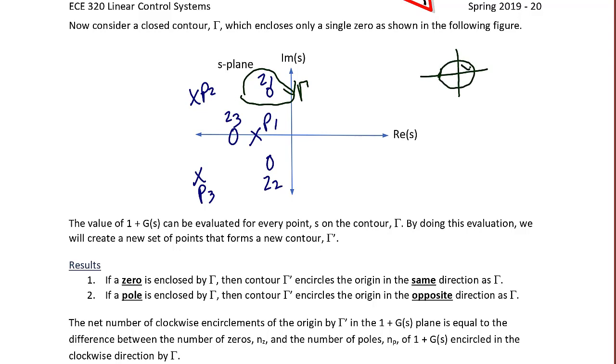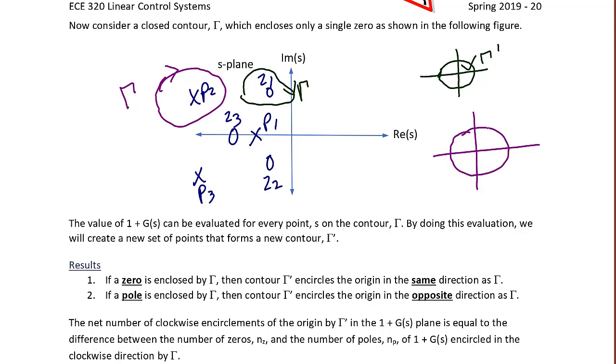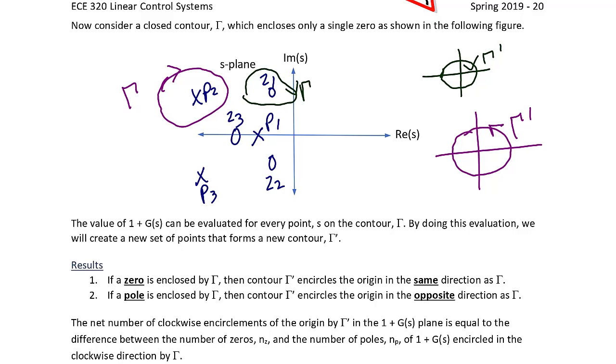If a zero is enclosed by gamma, then contour gamma prime encircles the origin in the same direction as gamma. If a pole is enclosed by gamma, the contour gamma prime encircles the origin in the opposite direction as gamma. The net number of clockwise encirclements of the origin by gamma prime in the 1 plus G(s) plane is equal to the difference between the number of zeros Z and the number of poles P of 1 plus G(s) encircled in the clockwise direction by gamma. Now let's look at some examples.